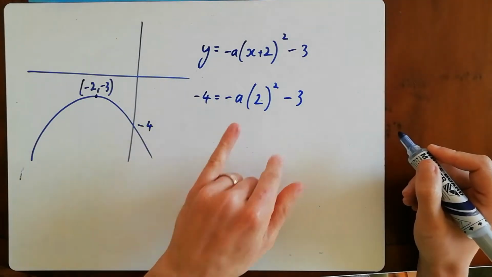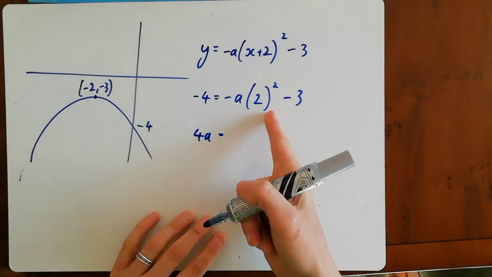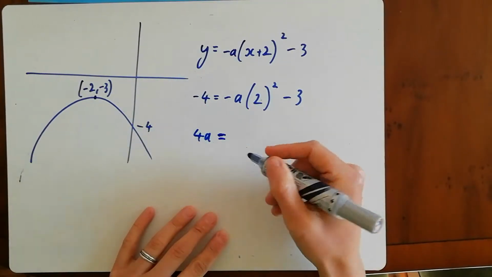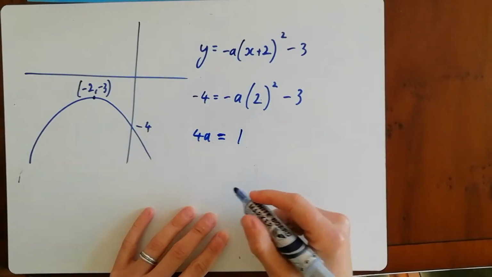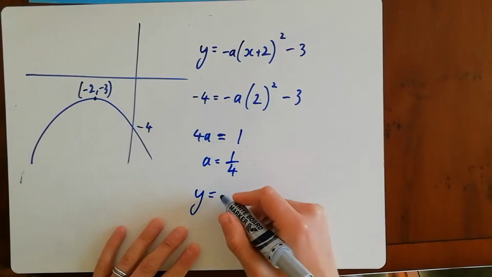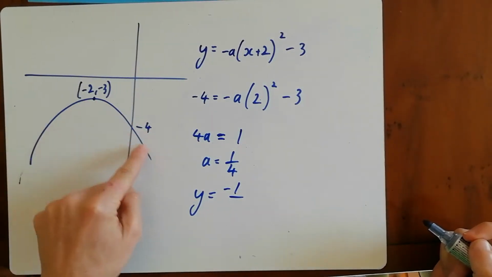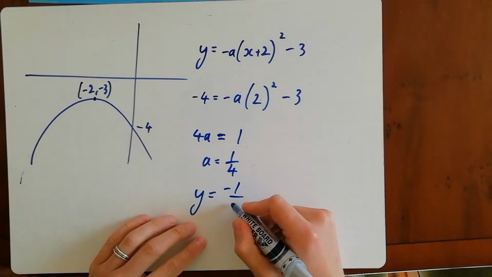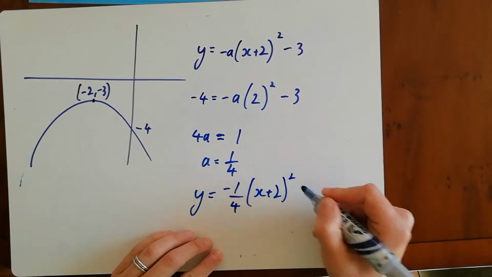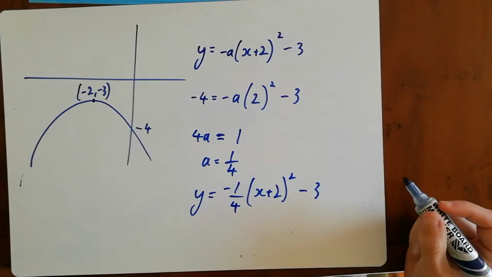And now I can just rearrange this. So rearranging this, I'm going to get 4a, making it positive because I've brought it over this side, is equal to -3, add the 4. I can see that my a is 1/4, meaning the equation of this parabola will be y equals minus, don't forget that we chose a to be negative because we knew it would be a negative parabola, 1/4 (x plus 2) squared minus 3, finishing off our completed the square form.